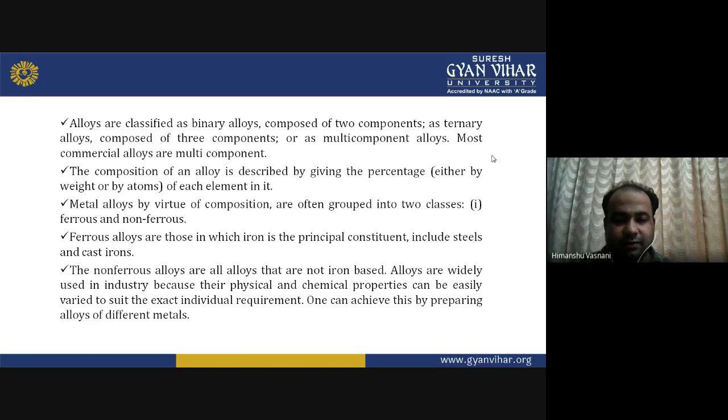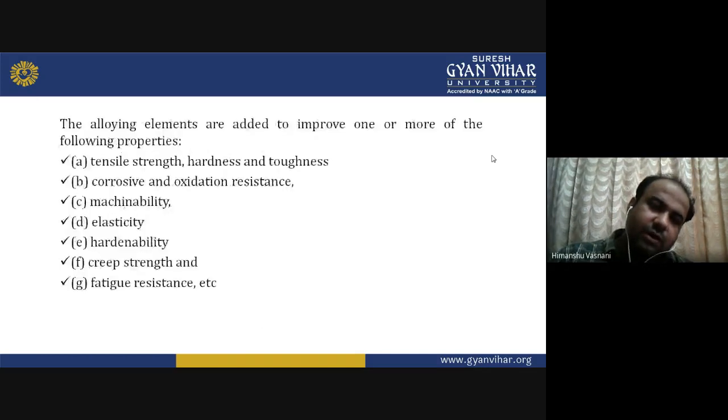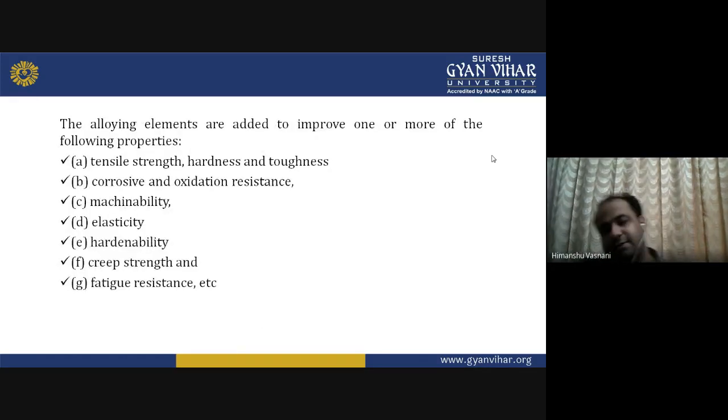Alloys are widely used in industries because their physical and chemical properties can be easily varied to suit the exact individual requirements. These are artificially made. One can achieve this by preparing alloys of different metals. So here you can attain better properties in alloys.